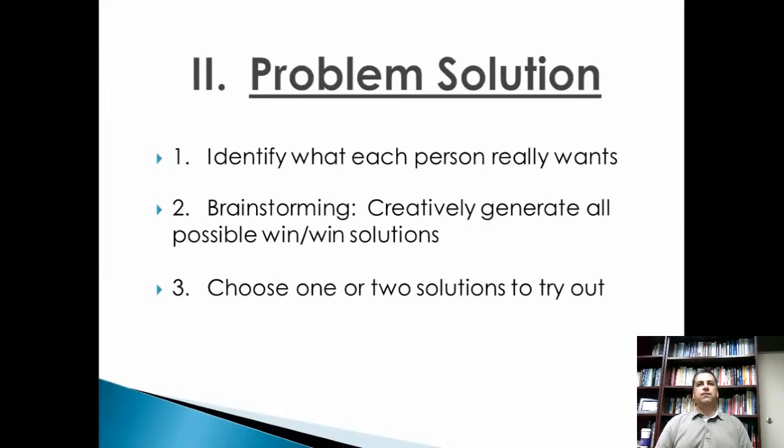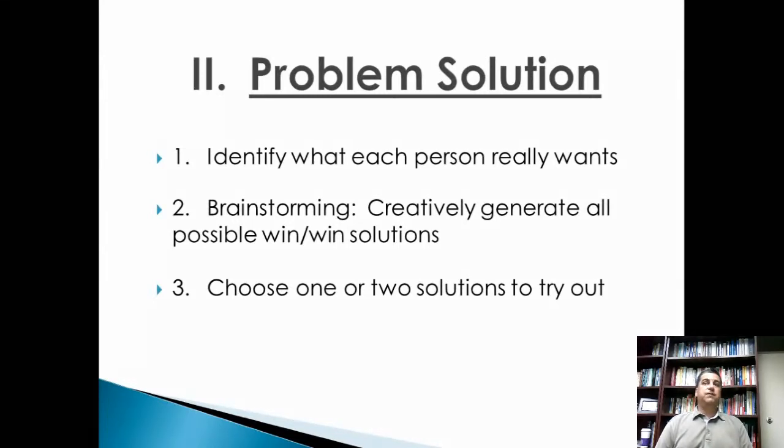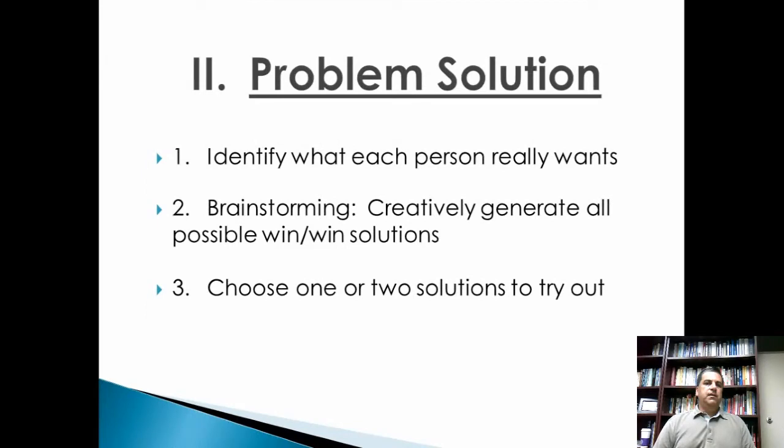I'm bonding with my family, and my wife feels financially secure. You don't want a win-lose situation where I get what I want but she doesn't get what she wants, or a lose-lose where each of us has to give up something of what we want. We want to try and find a win-win solution. And then the third step is just to choose one or two solutions to try out.